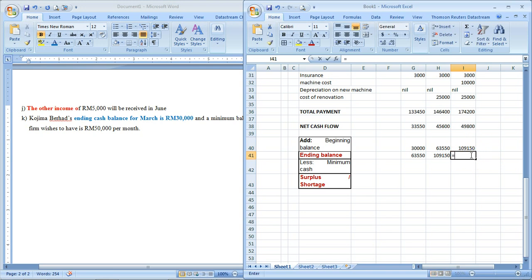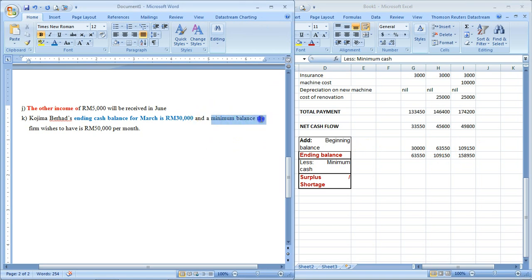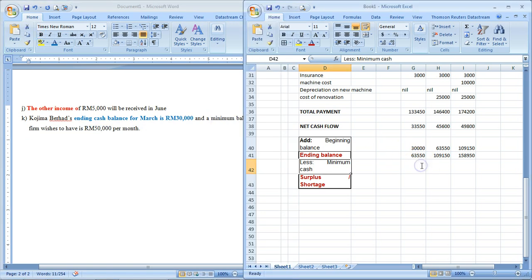So at the end, what is the total ending balance for June class? Net cash flow, very good, plus beginning balance, very good class. So I get my ending balance. So now less minimum cash. After I get all my answers, less minimum cash. How is minimum cash? You see, the minimum balance the firm wishes to have is 50,000 per month. So this is considered minimum cash balance.